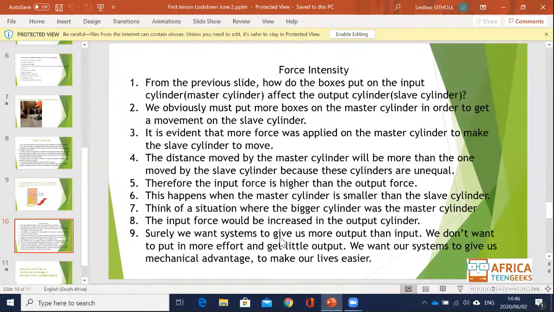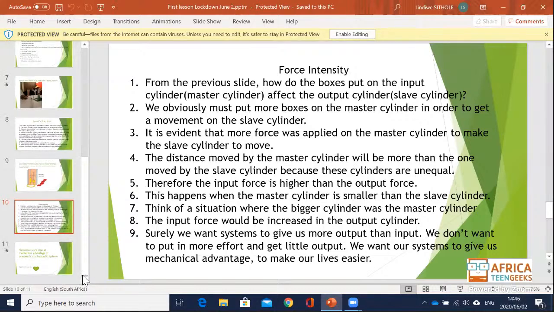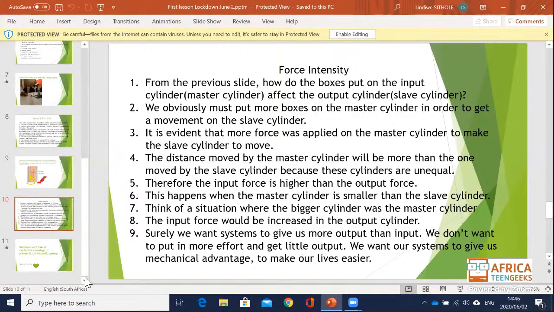Now, in our systems in everyday life, we want our systems to give us more output than input. That is why we have machines. That is why we have car jacks. We want to make our lives easier. We will explore all that in the other lessons that I will be having with you. Hopefully, those will be much better than the one we had today. Tomorrow we'll look at other machines and the mechanical advantage that they give. I hope tomorrow's lesson will be much better than the one we had today.